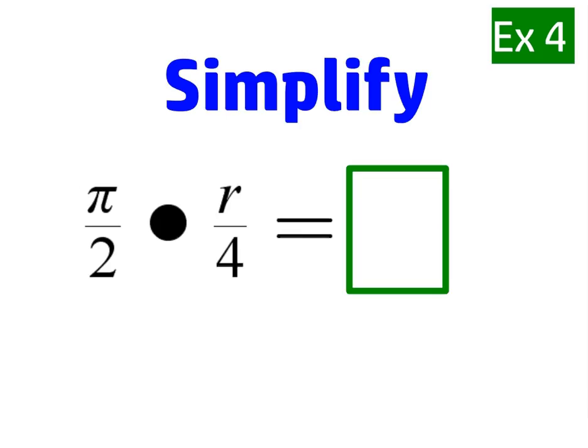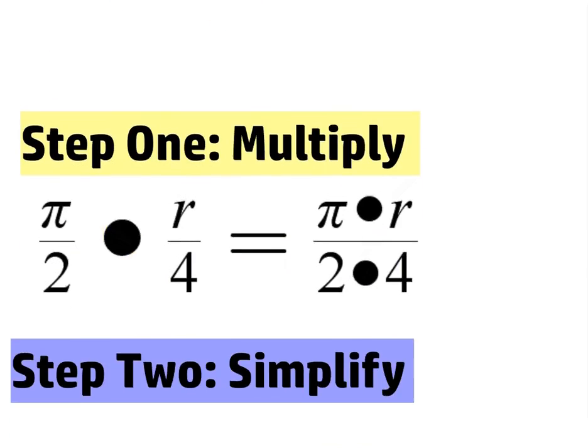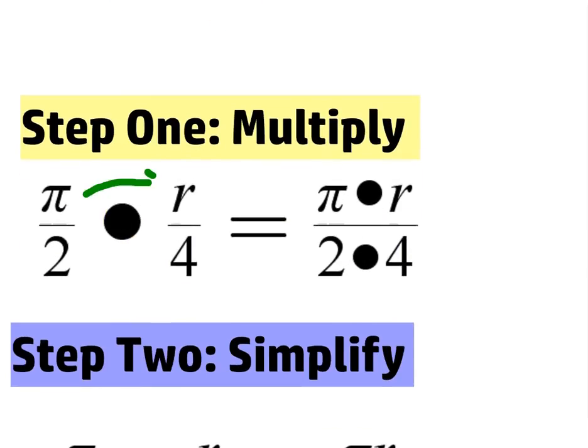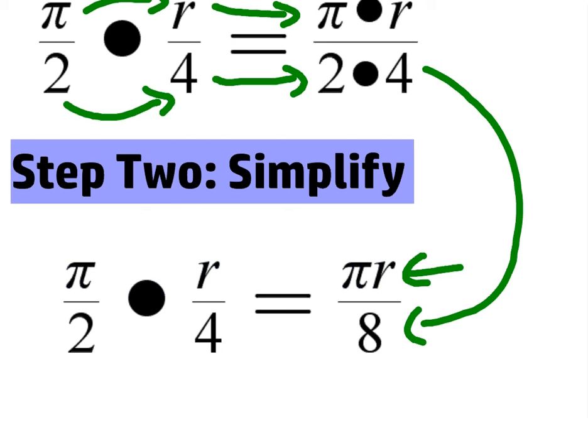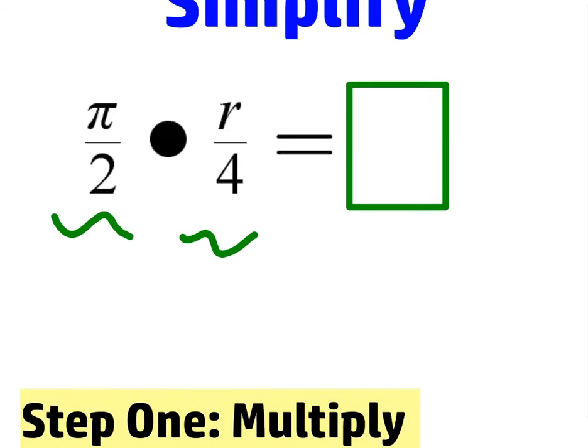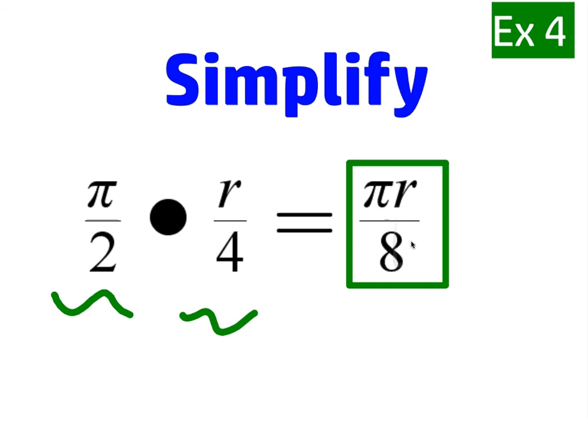Alright, next up we have pi over 2 times r over 4, something you definitely might see in a related rates problem or something in calculus. This looks real familiar. Okay, again we're going to multiply the numerators, so pi times r for the top, and then multiply the denominators, 2 times 4 on the bottom. Now pi times r just gives you pi r, and then 2 times 4 gives you 8. Therefore, the simplest answer is pi r divided by 8.